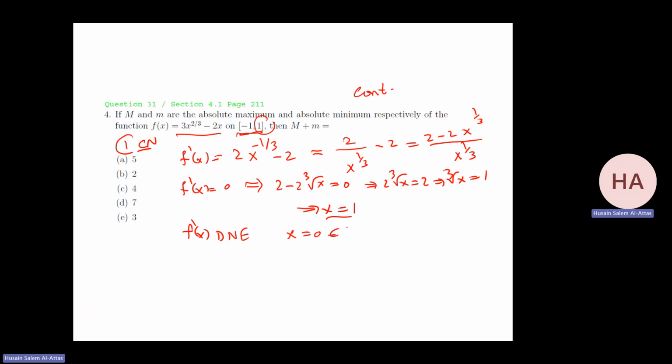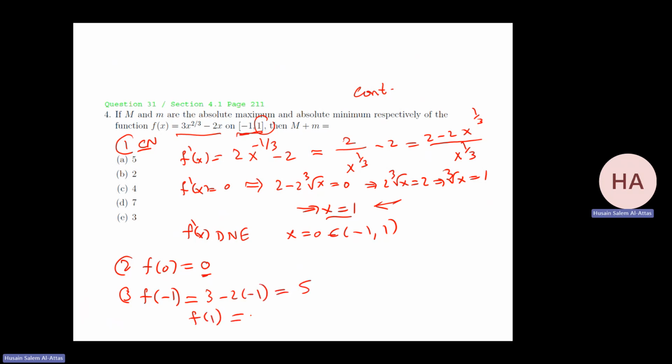Here is the catch. F prime does not exist when x equals 0. Is it in the interval? Yes. So I need f at 0, which is 0, and I need f of 1 and f of minus 1. These are the endpoints. This critical point I will work out. Yeah, this is a critical number, but I will deal with it as an endpoint. F of minus 1, that will be 3 minus 2 times minus 1, which is 5. F of 1, that will be 3 minus 2, which is 1.